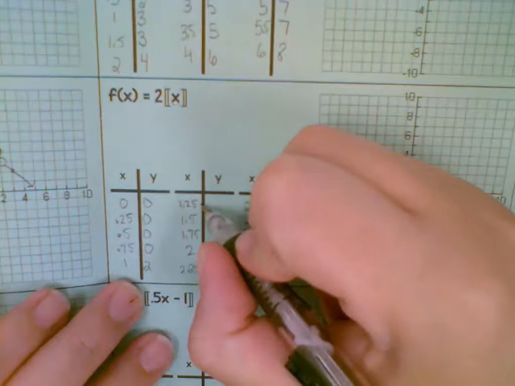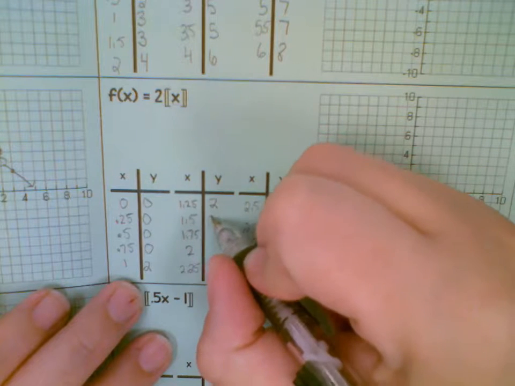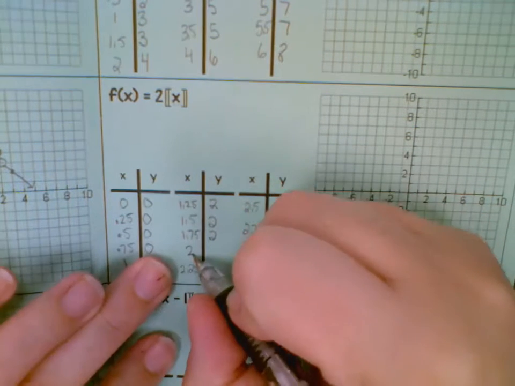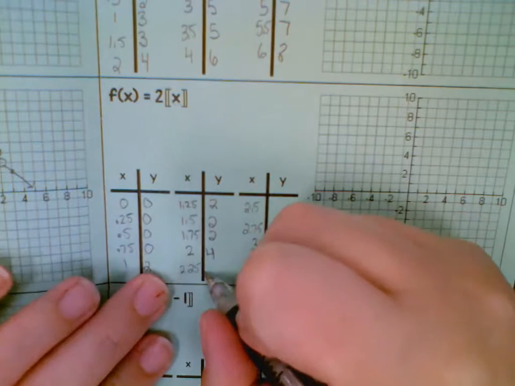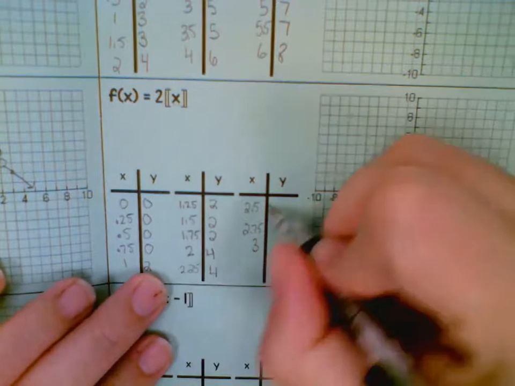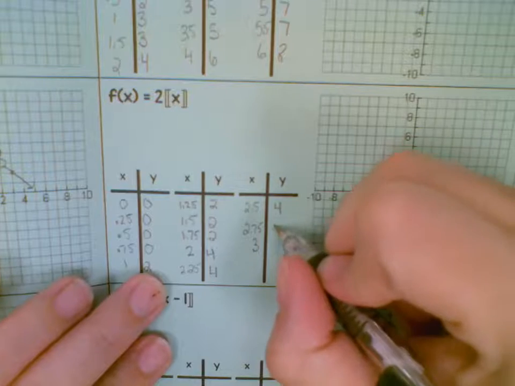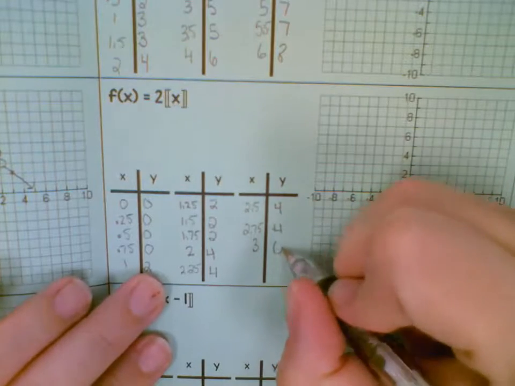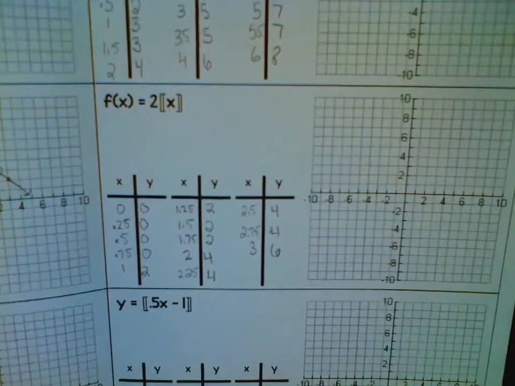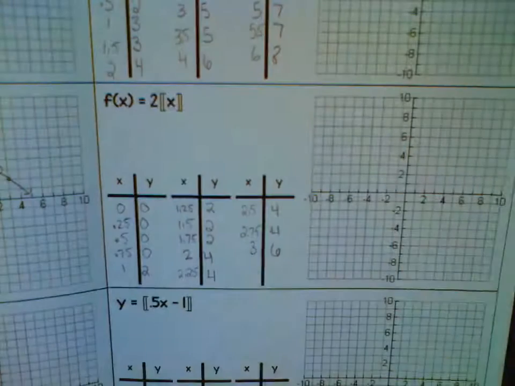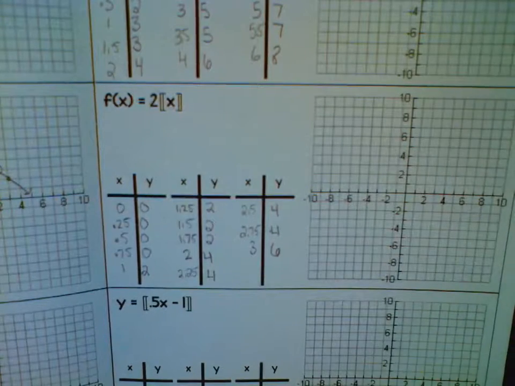This rounds down to 1 times 2 is 2. 2 rounds to 2 times 2 is 4. This rounds down to 2. This stays at 3 times 2 makes 6. Okay, so for this one, you see that your y values are jumping by 2s, because of the 2. So let's graph that and see what it looks like.